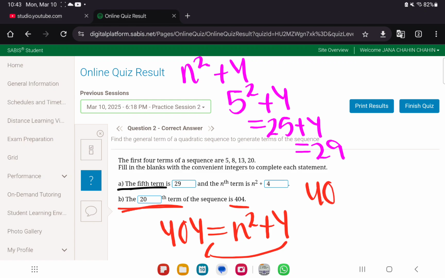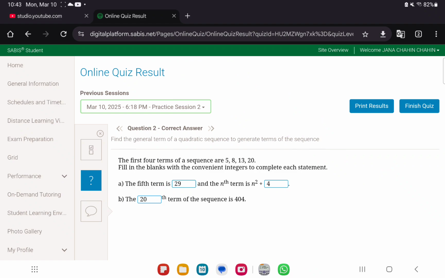You get 400 equal to n squared. You put it on your calculator, radical 400, and you get 20. And that is your answer.